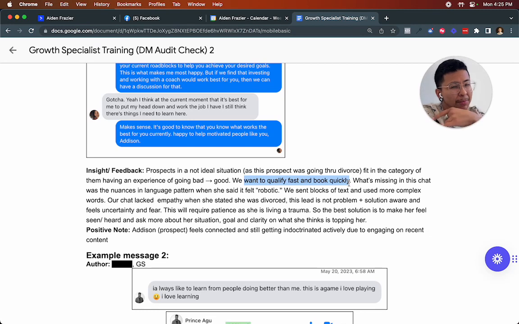And if not, then the opposite needs to be true, where you disqualify fast and you are fast to decline that they are not a fit to book with or work with you. So what's missing in this chat are the nuances in the language pattern. This prospect did indicate things felt robotic.